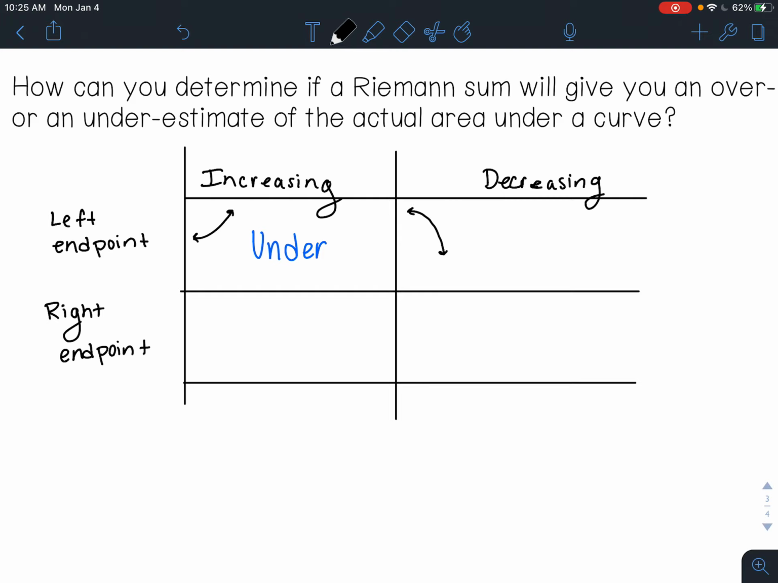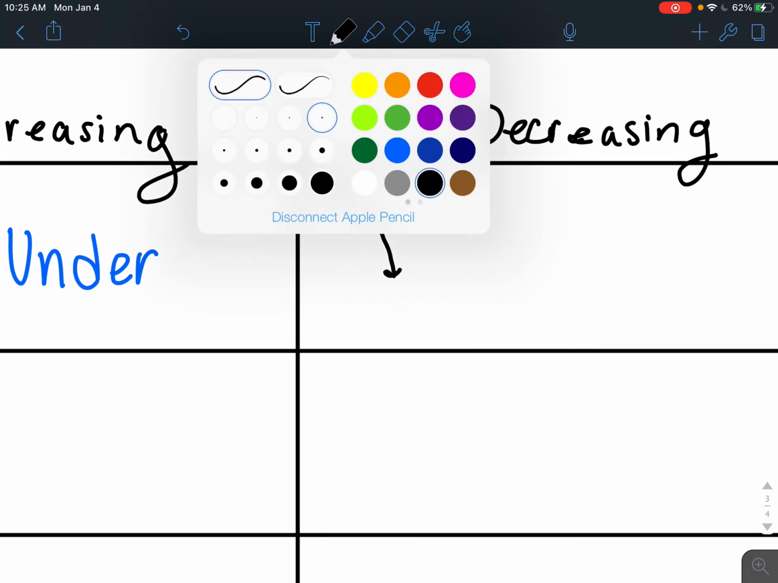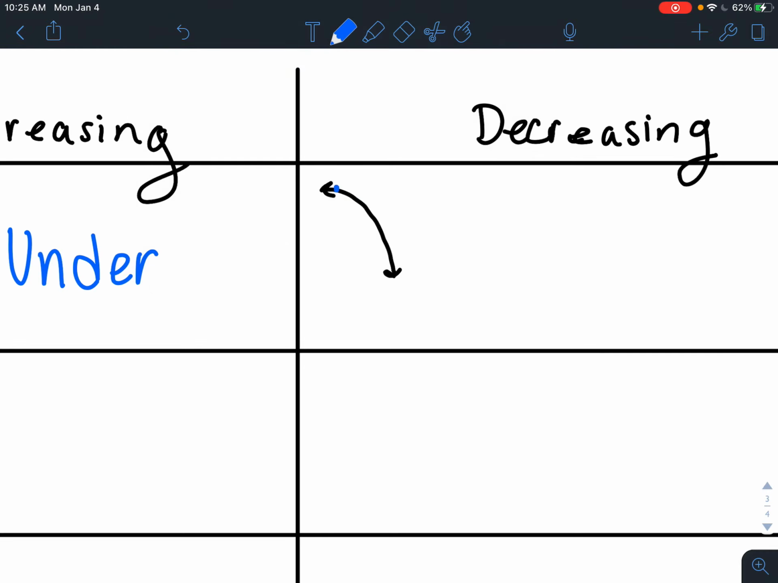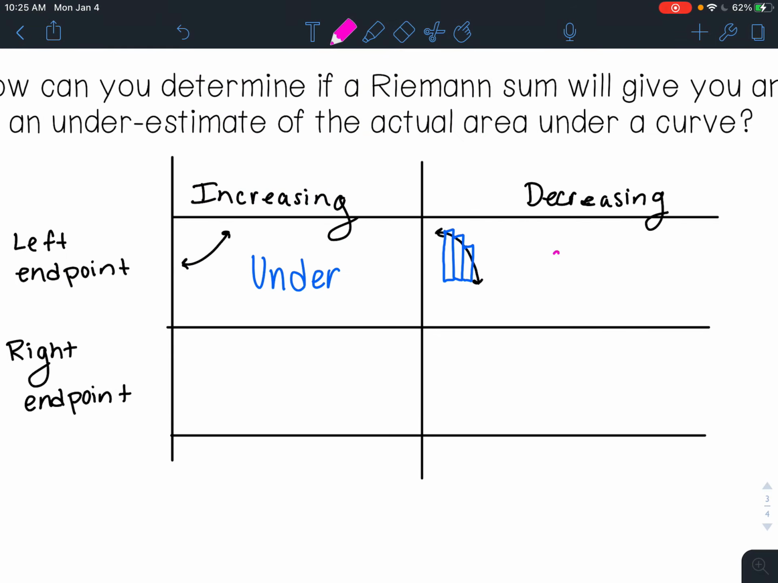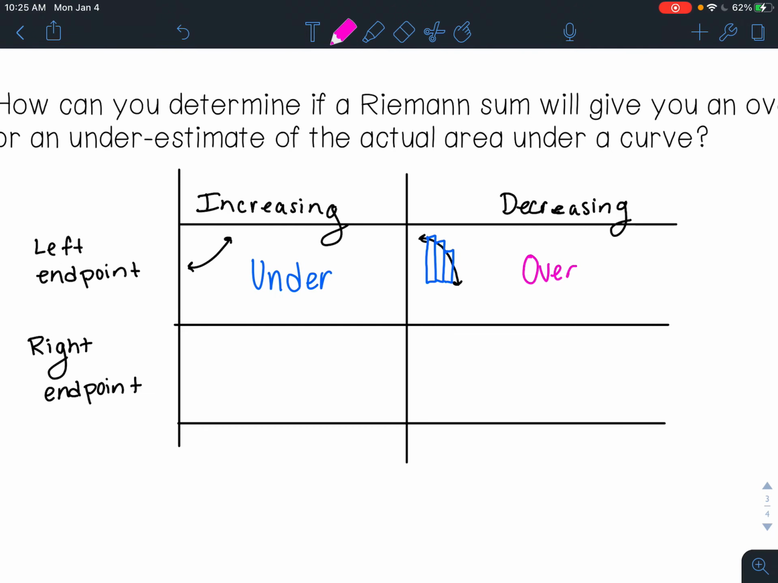Whereas if you have a decreasing curve, your left endpoints are going to be slightly higher. I'm going to zoom in a little bit here. If you're using the left endpoint, your rectangles are going to extend a little bit over the curve. So here you're going to get an overestimate, because the left endpoint will be higher than the next endpoint, so your rectangles are going to go over the curve slightly. It's exactly opposite for the right endpoints.